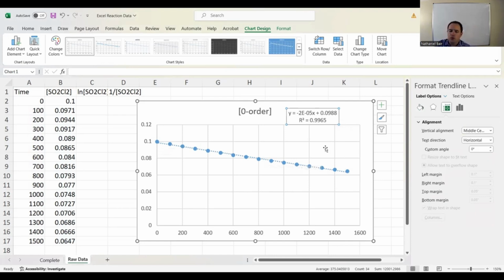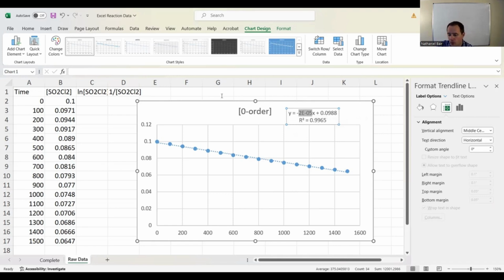So if you look at the 0 order graph, that's a pretty good fit. But we're going to check first and second order. Maybe one of those is a better fit. And if this turns out to be the correct graph, or the best graph, then right there is your rate constant, 2 times 10 to the negative fifth. Remember, the slope for a 0 order equation is y equals... well, here, I'll write it. I can type it out.